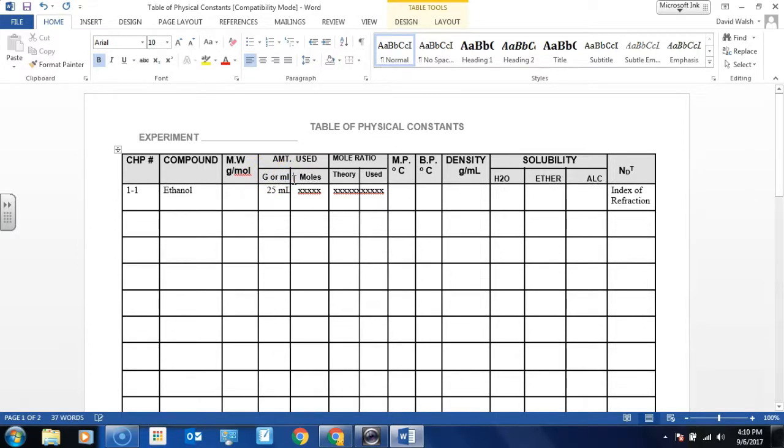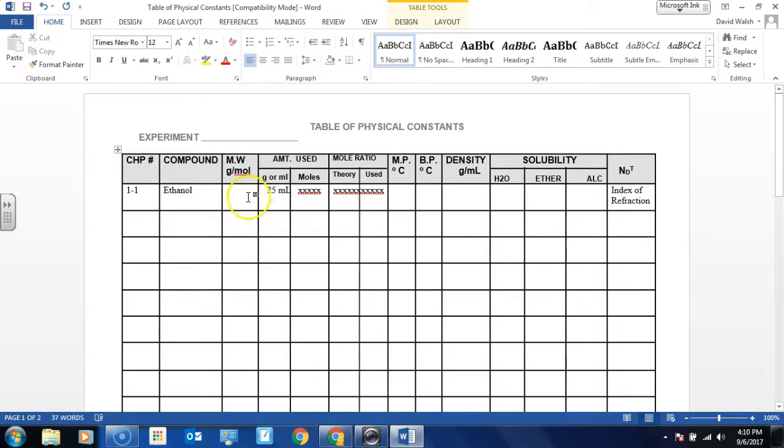And why the difference? Because liquids, like we're dealing with in this lab, are measured in volumes, and so we use milliliters, and solids are measured in grams, so we use grams. And that should be a lowercase g.